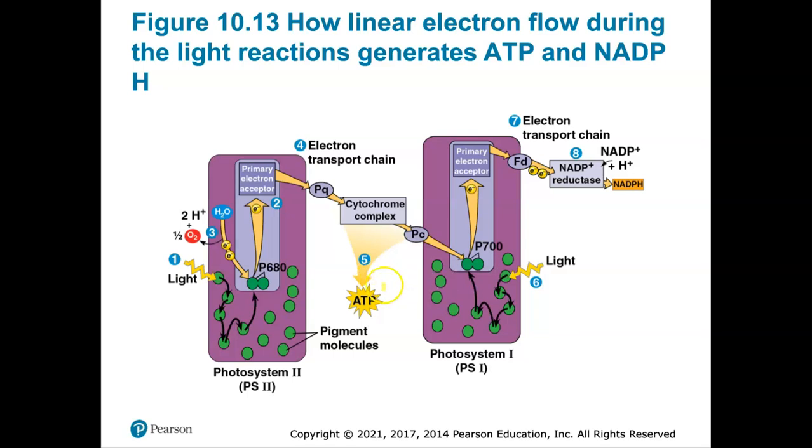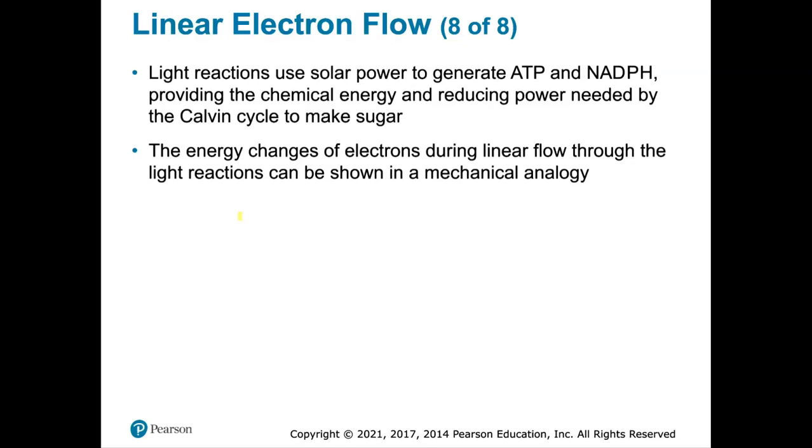Now, another thing that's important to understand is, where do the electrons come from to replace the electron that's lost from photosystem 2? And the answer is water. The splitting of water replaces the electrons that are lost from photosystem 2.